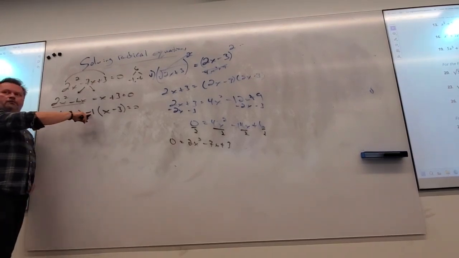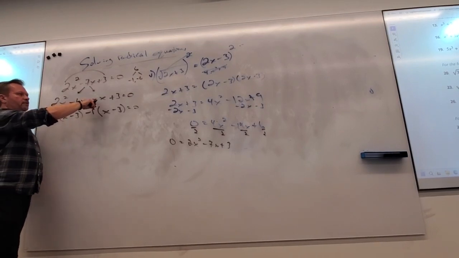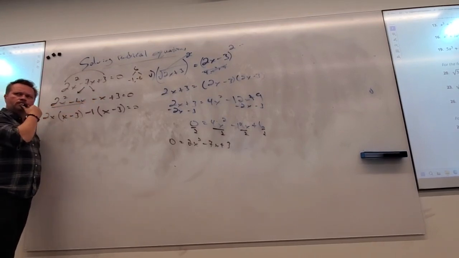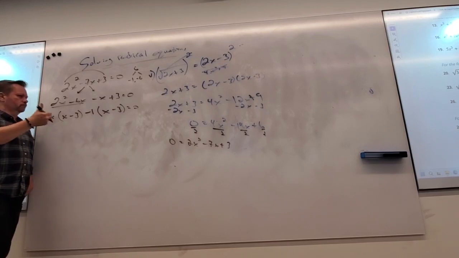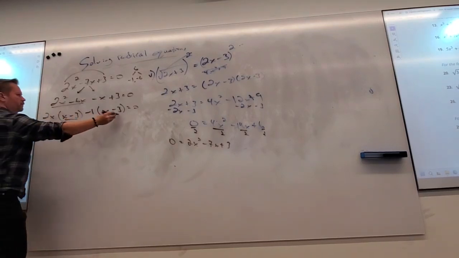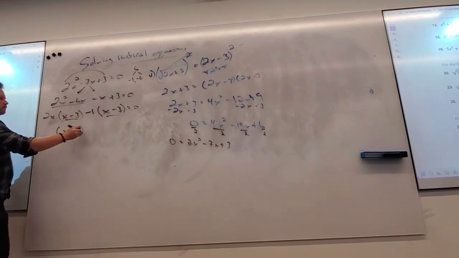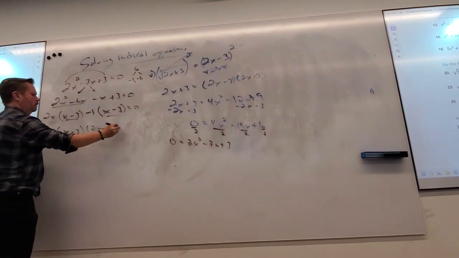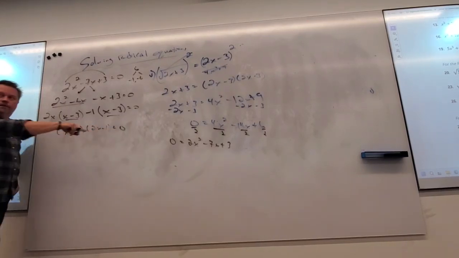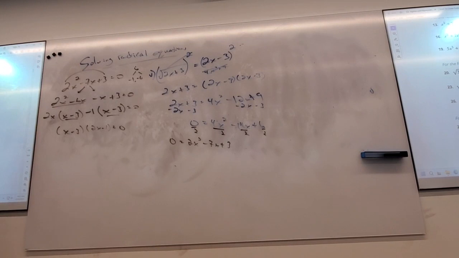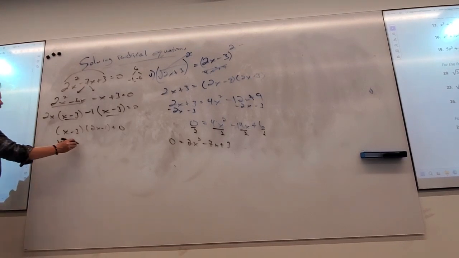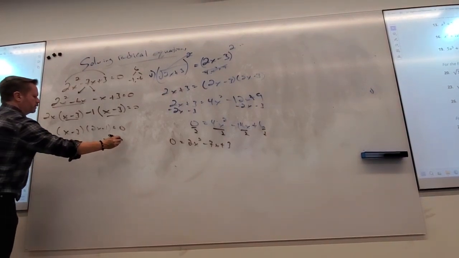I'm taking a negative 1 out, right? So if I divide by a negative, don't the signs change? Oh, yeah. So now these are the same, so then I can do this, and then I can solve each piece. Is that cool? Either x minus 3 is 0, or 2x minus 1 is 0.